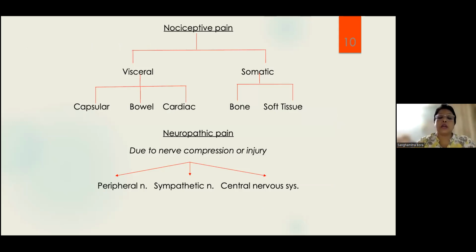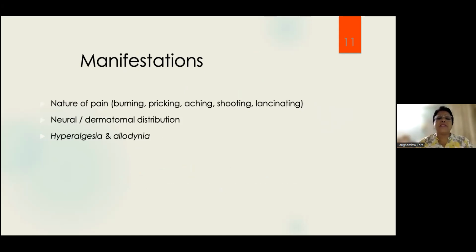The neuropathic pain, on the other hand, is definitely due to a nerve compression or a nerve injury, basically the peripheral nerve, the sympathetic nerve, and the central nerve. So manifestations of pain are the nature of the pain: burning, pricking, aching, shooting, lancinating, or any kind of displeasure or description actually given by the patient. There is a typical neural or dermatomal distribution. If it is centrally recruited, then definitely the phenomena of hyperalgesia and allodynia.